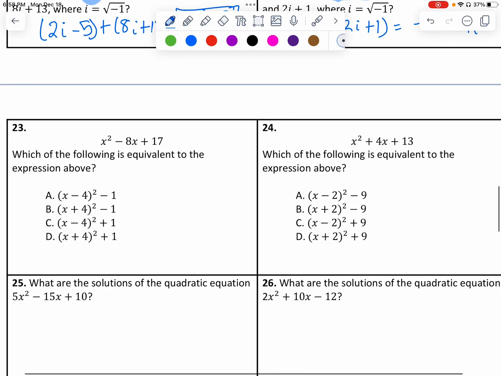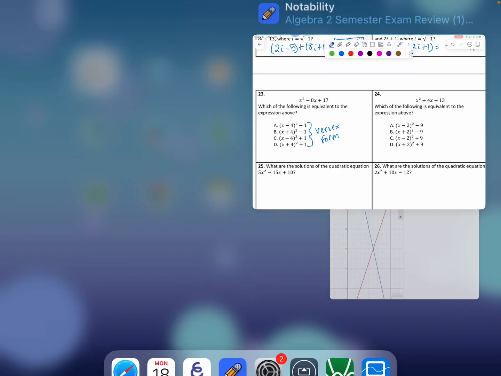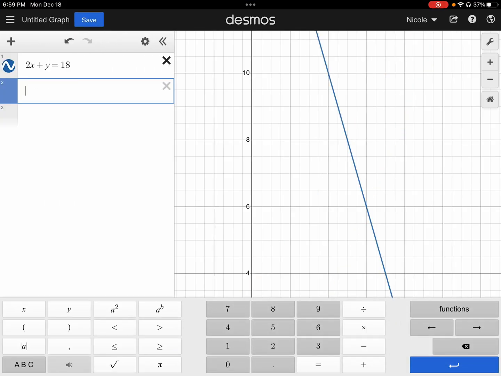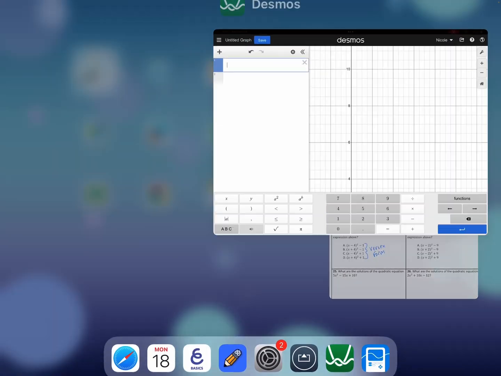Okay, so this next part talks about figuring out which equations are the same. What I want you to notice about all of these options is that this is all vertex form. So I want to know the vertex. I'm going to graph it. I'm going to use Desmos. If you have Desmos, use that tool. That tool is there for you. It is there for a reason.